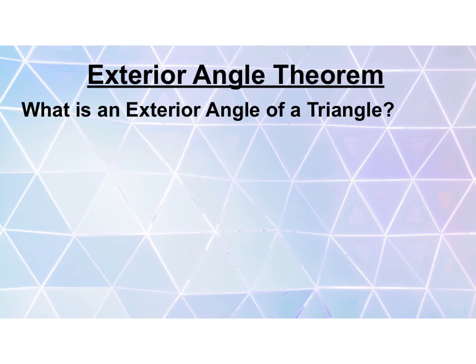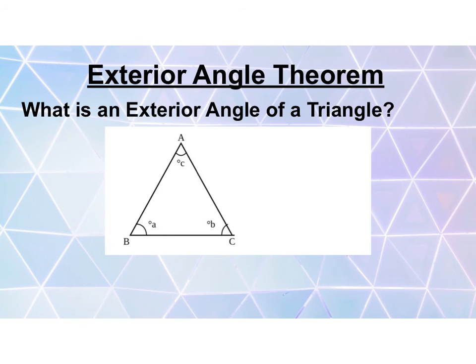Exterior angle theorem. Well, first we have to figure out what an exterior angle of a triangle is. So if I have triangle ABC here, there would be 3 exterior angles. I could just extend one, and then this is the outside. Remember, exterior means outside, the angle outside.